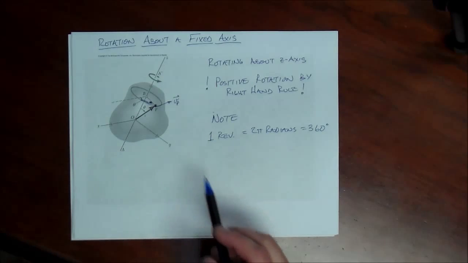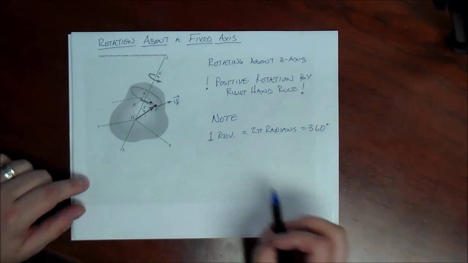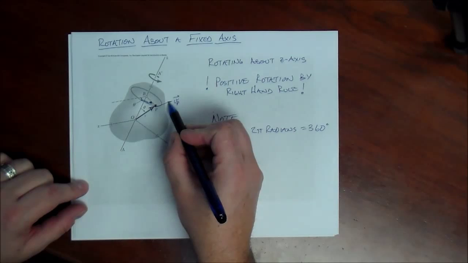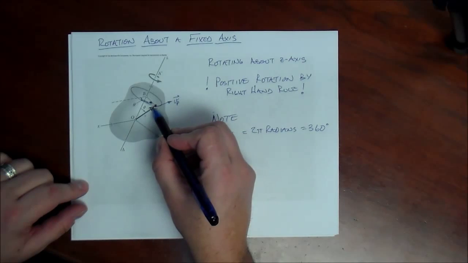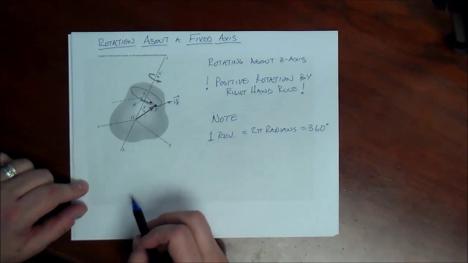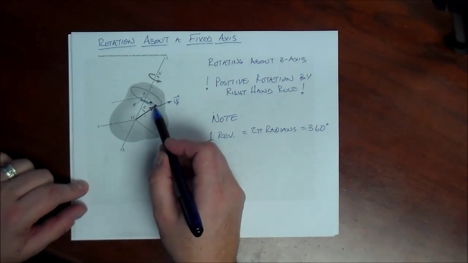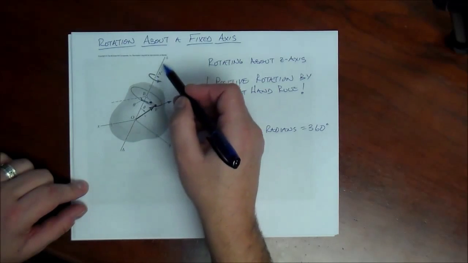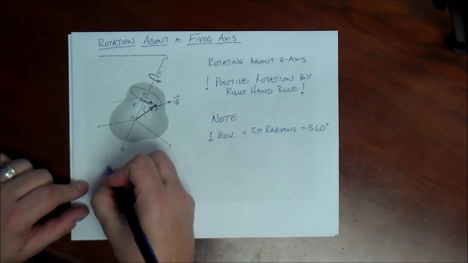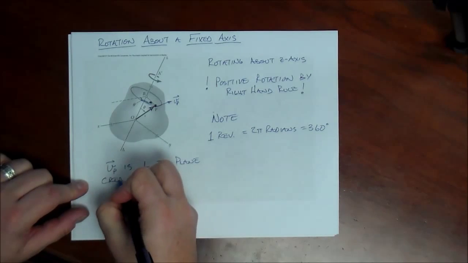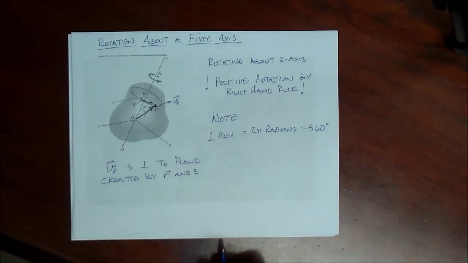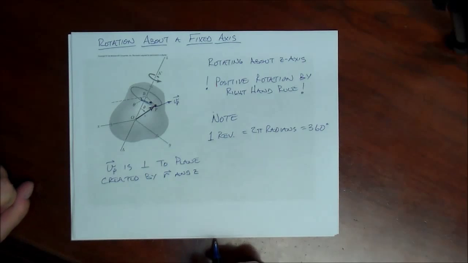Now the velocity of P, this velocity vector, is going to be, first of all, perpendicular to r and perpendicular to the plane created by the position vector r and the axis of rotation z. Okay, so it's going to be perpendicular to that.